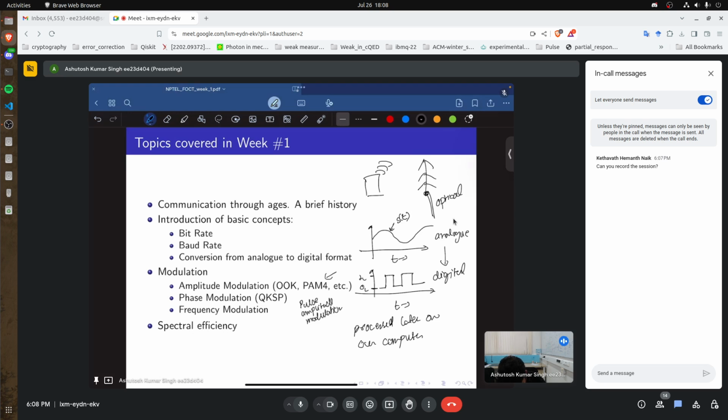And 4 signifies the number of levels. We'll talk more about it. Then there are phase modulation techniques, then frequency modulation. Now after setting the stage for all this, what she talks about is called spectral efficiency.